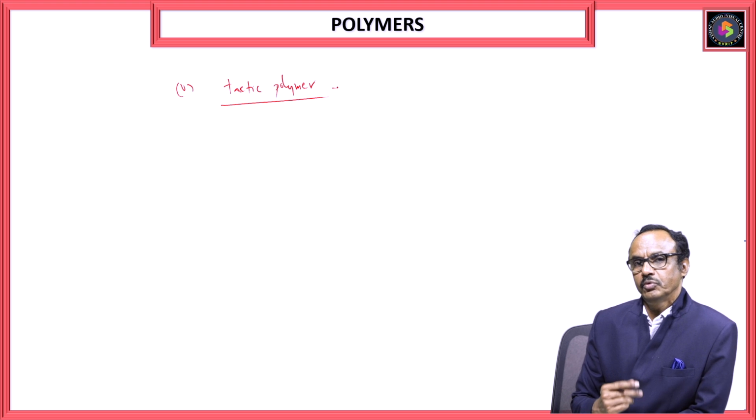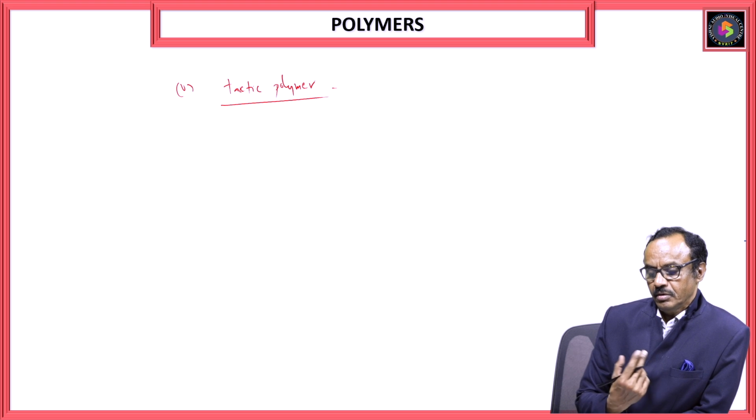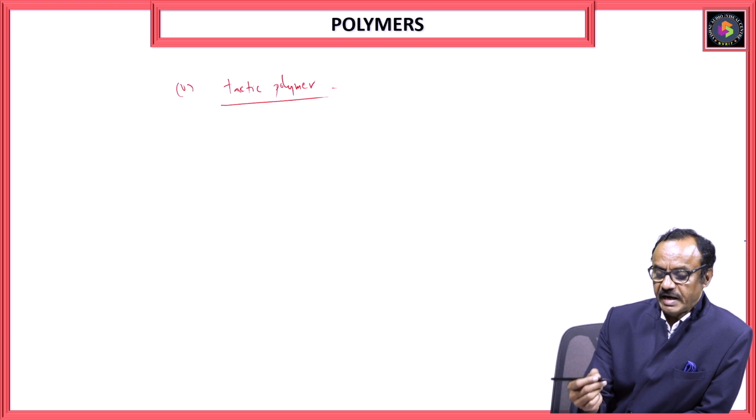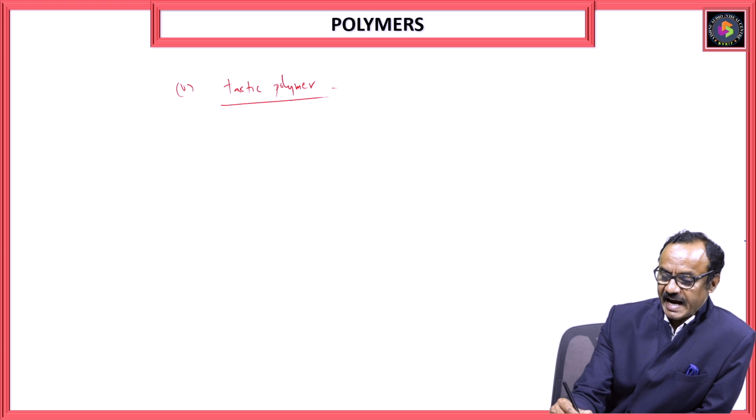So I will do one example. Keeping that example, writing the structure of that organic compound, I will explain about tactic polymers, also called tacticity. The polymer which exhibits this character is known as tacticity.